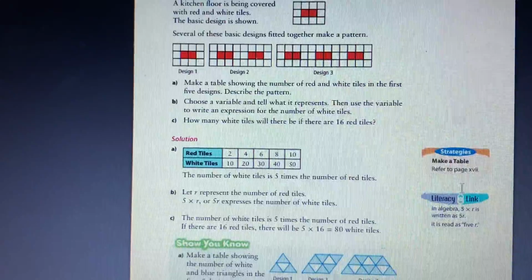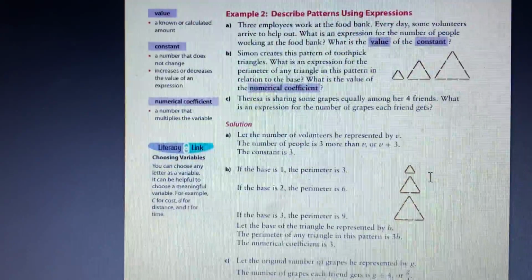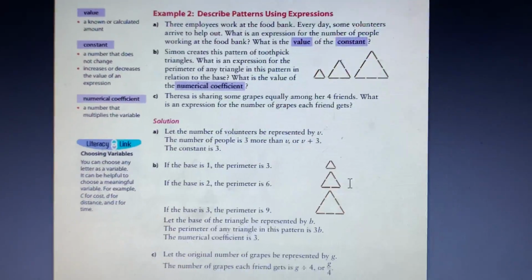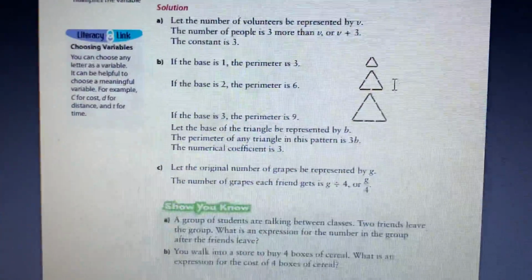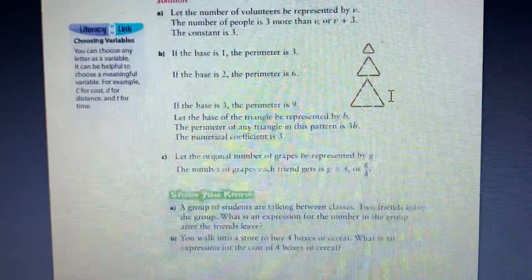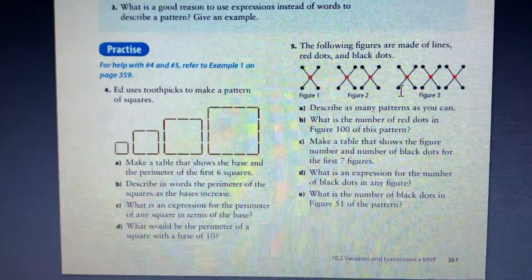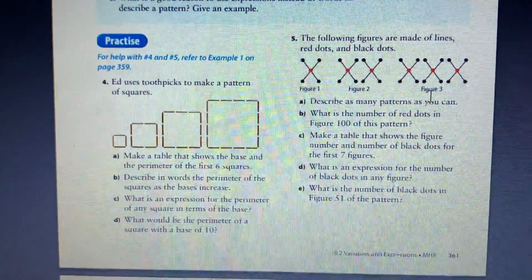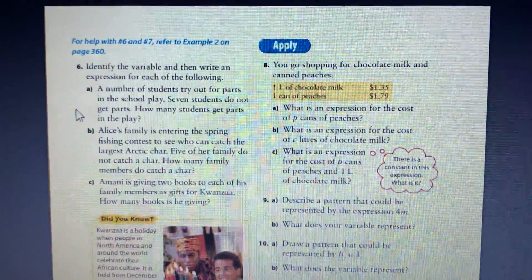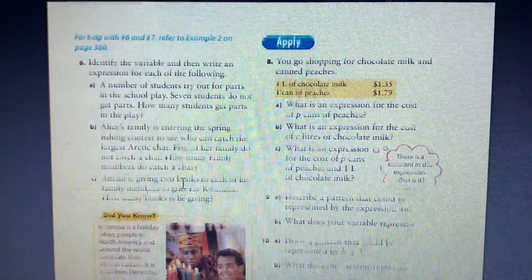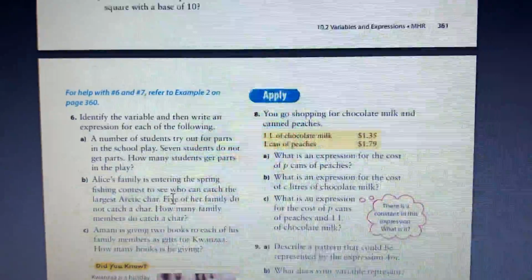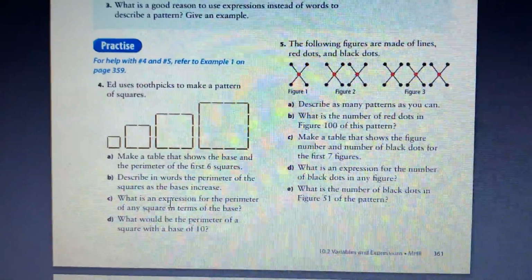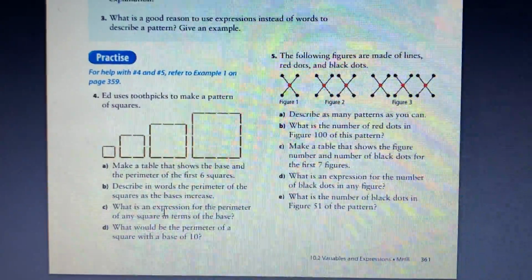Now, if we scroll down a page, we have example 2. It would be nice for you to try example 2 on your own because it does have the solution here. So you can work through the solution to make sure you are understanding. I want you to do question 4 and question 5, as well as question 6. 4, 5, and 6. So just 3 questions. We're also going to do the extra practice for 10.2 because it's a little tricky. So we're just going to start with these 3 questions, 4, 5, and 6.